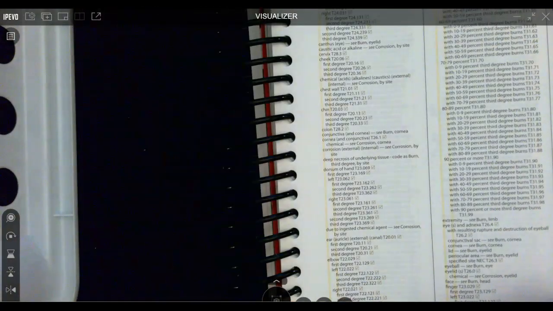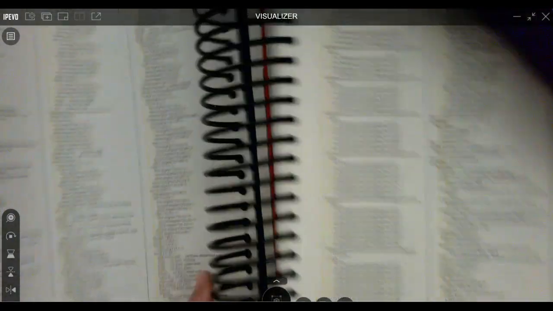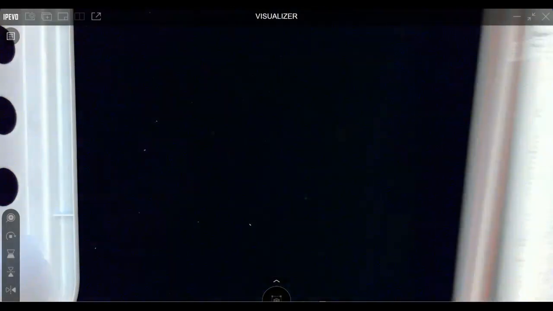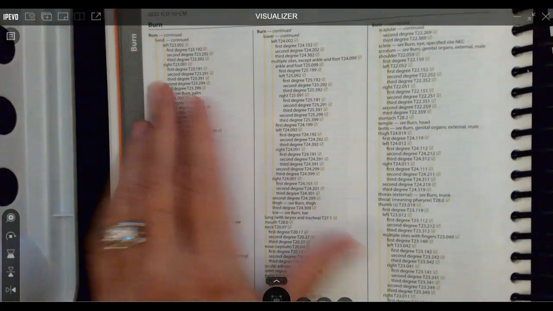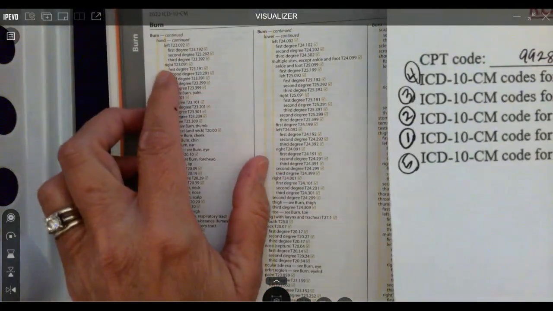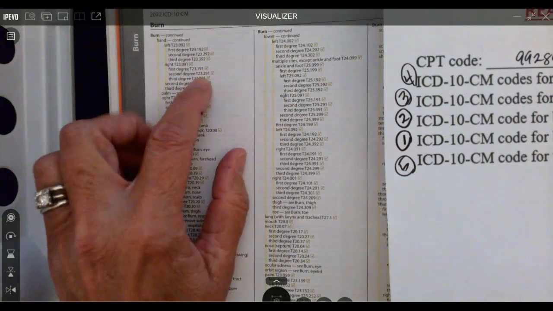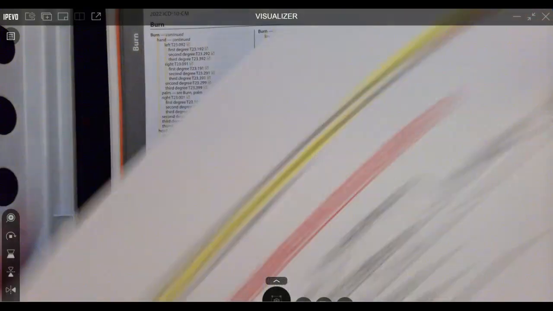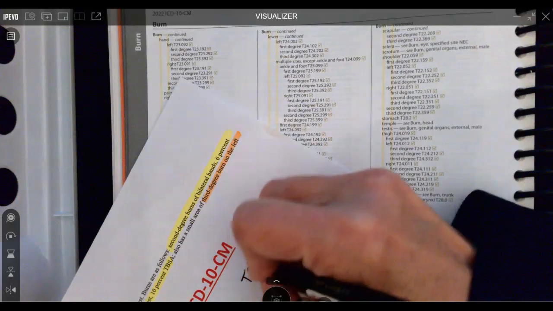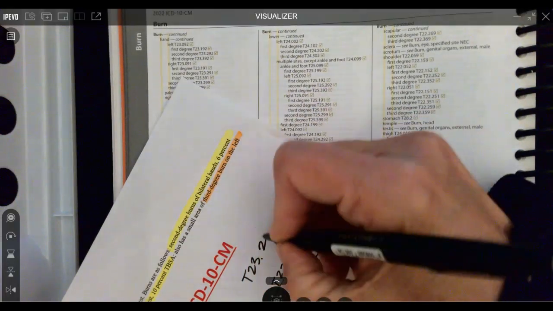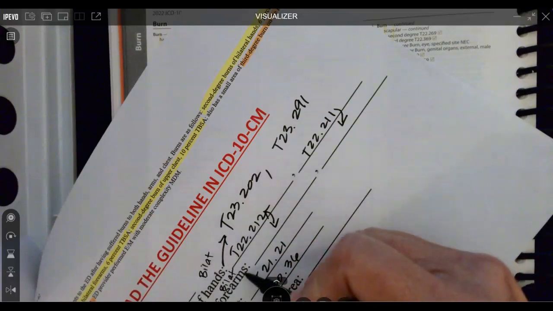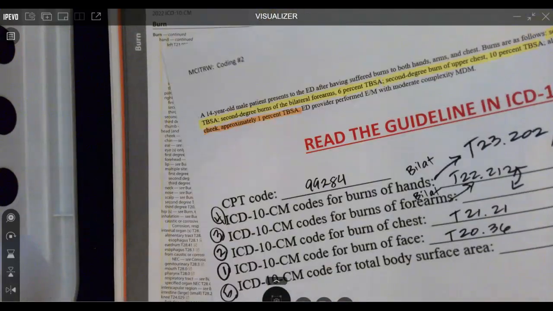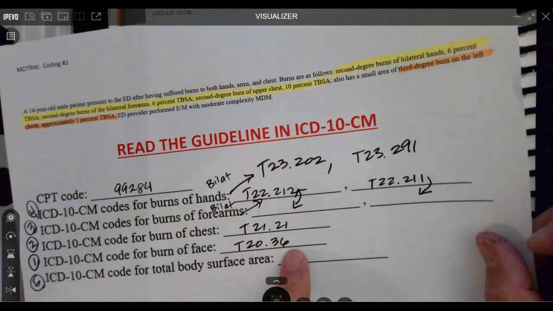Okay, turn the page. These you just really have to kind of break them down before you get coding. So the hand, right hand, 2nd degree, T23.291. See, I did my hands up there. These are forearms. Okay, so we have all of our areas that are burned.